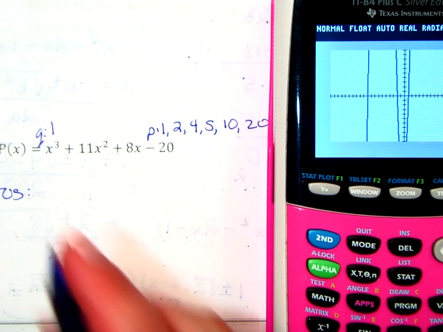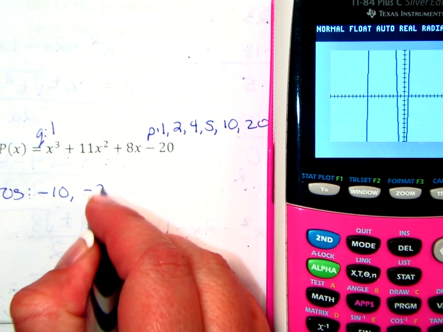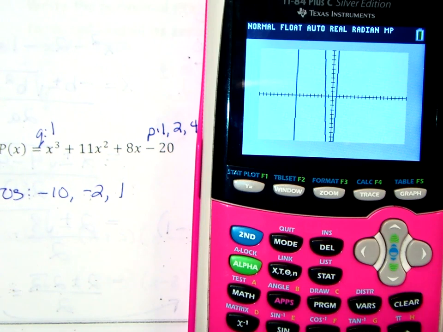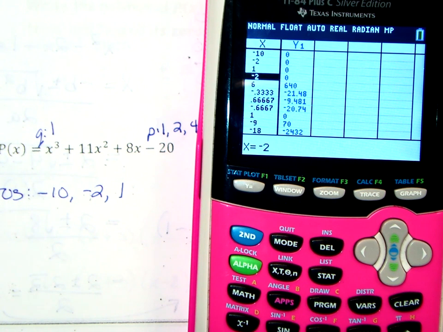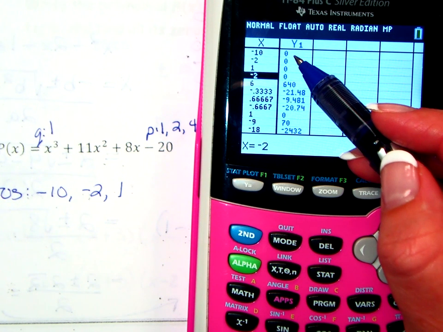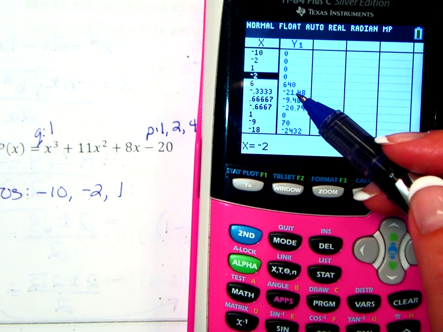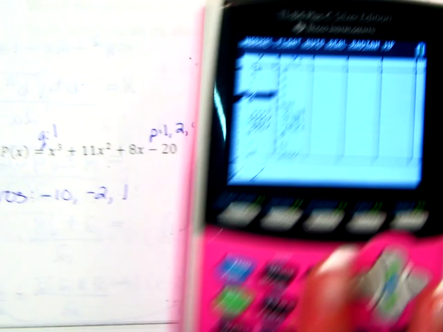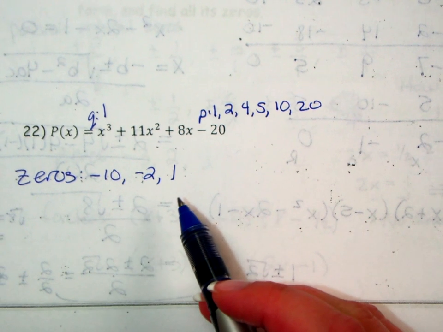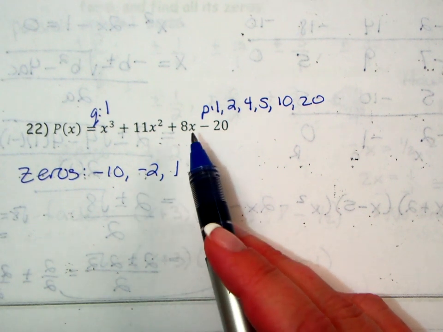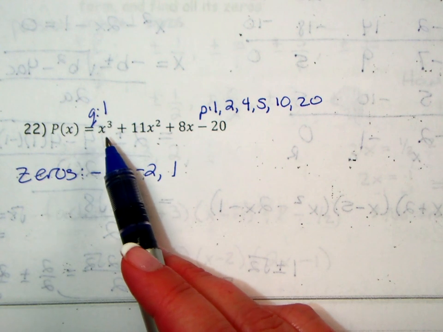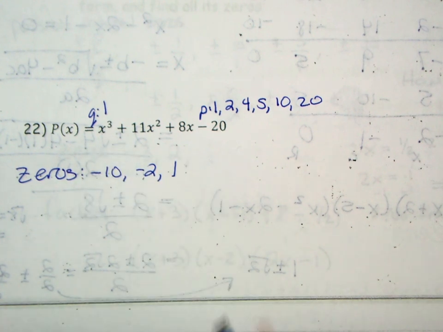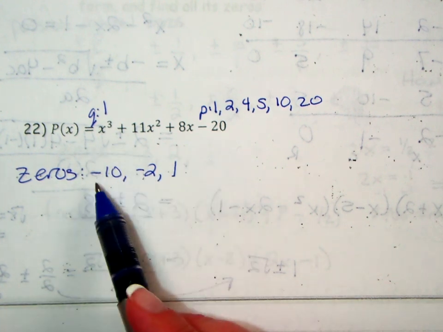Negative 10, negative 2, and 1. Now, just to be on the safe side, I'm going to check that in the table. Okay, and yes, indeed, the table is getting me a 0 remainder. If you wanted to check this using synthetic division, you could divide these out. It's not that hard, okay? Don't grumble. You can just divide each one, and you should get a 0 remainder each time, and then you know you have the right zeros.